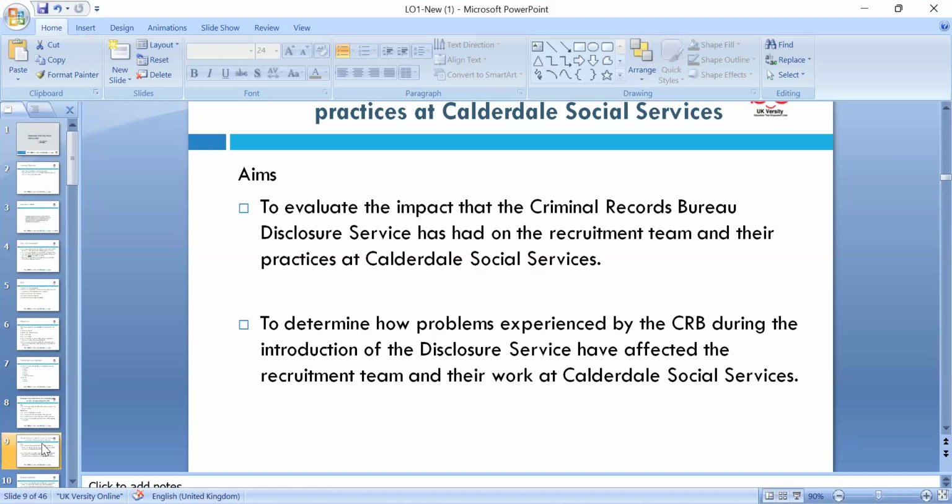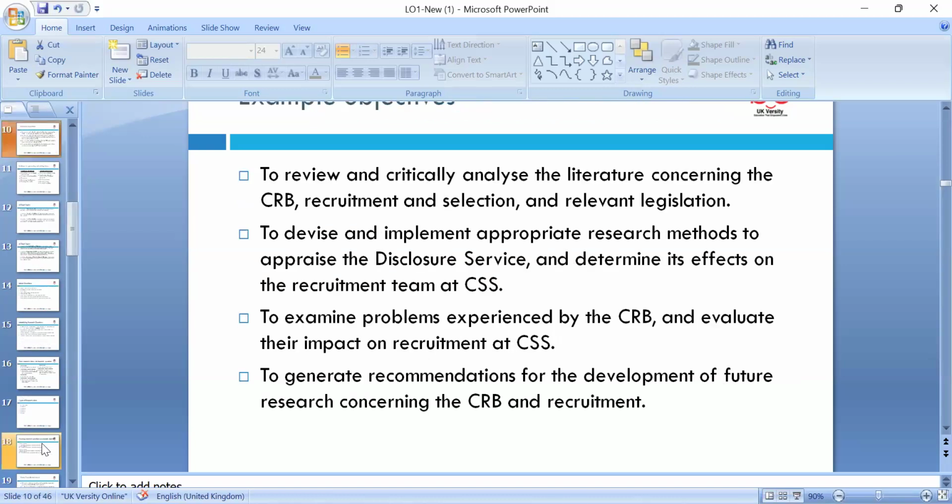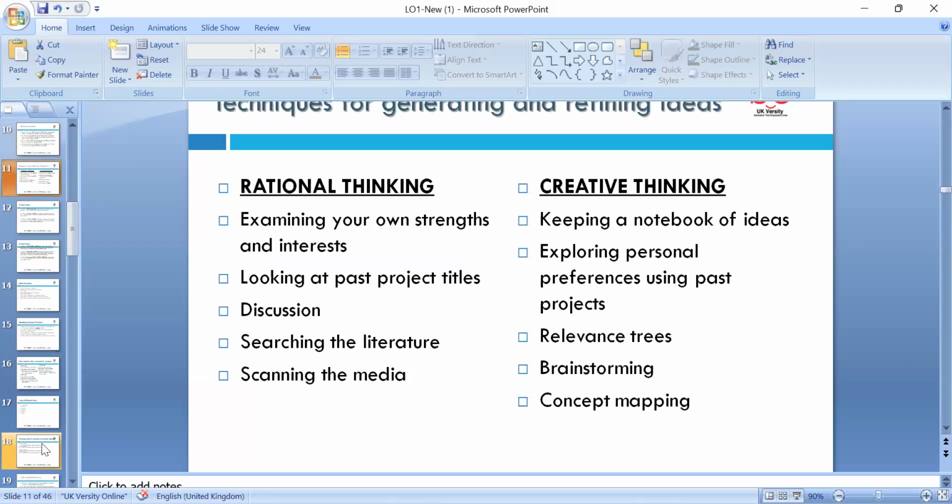That is where we can set up the objectives: to develop understanding, to review and critically analyze the literature, to devise and implement a research method. We can look at CRB, the criminal record bureau we have here in the UK. In other parts of the world we can say police report, which is exactly the same. Examine the problems experienced, and we can generate recommendations on what system needs to be in place.